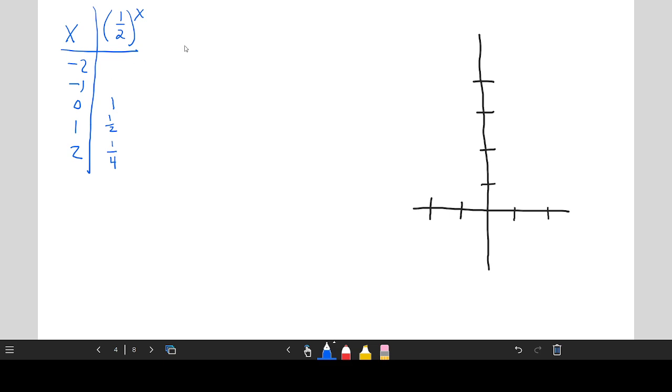(1/2) to the -1. That -1 exponent does the same thing it did before. It means take the reciprocal of the base. So the reciprocal of 1/2 is 2. And then similarly, any other negative exponent means take the reciprocal of the base and then raise it to the positive exponent. So we have 2 squared there, which is 4.